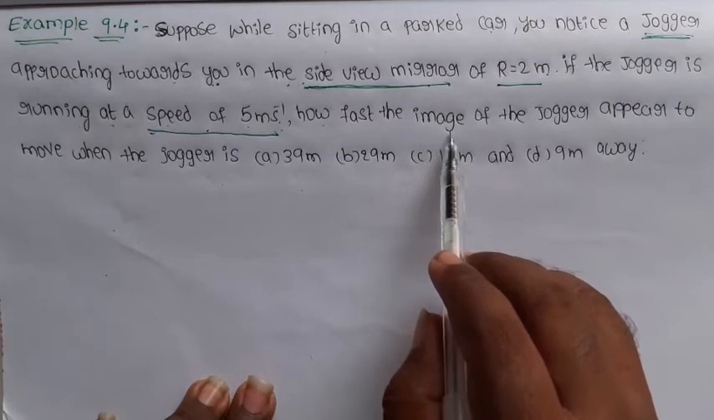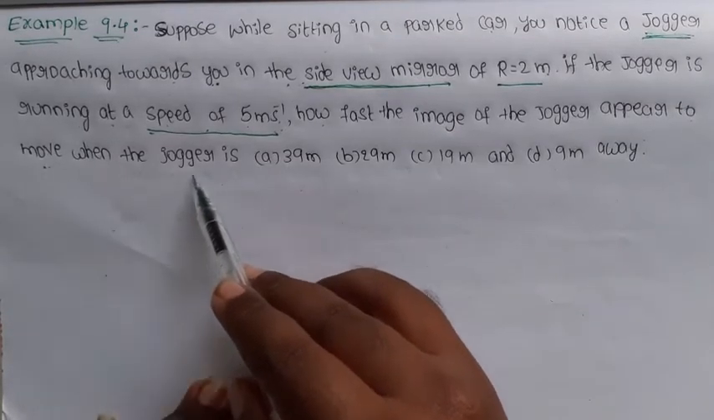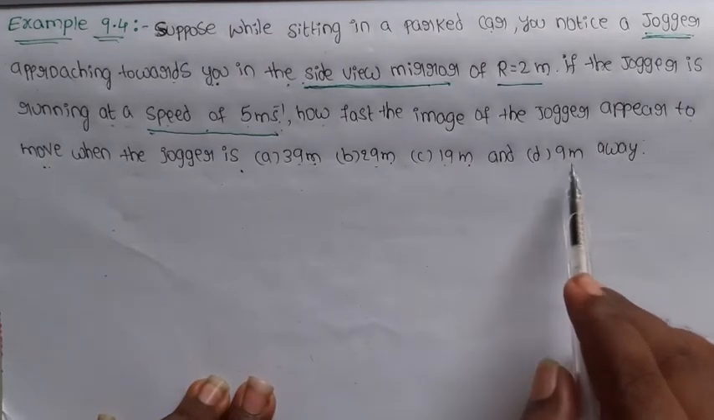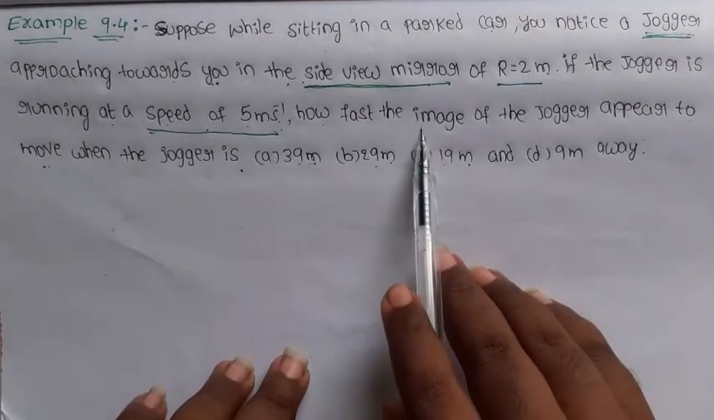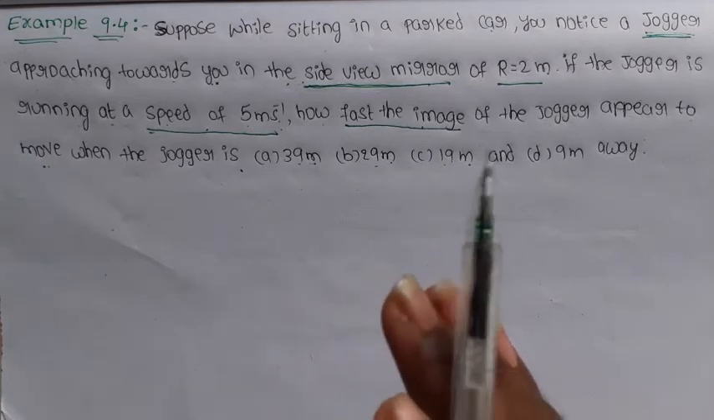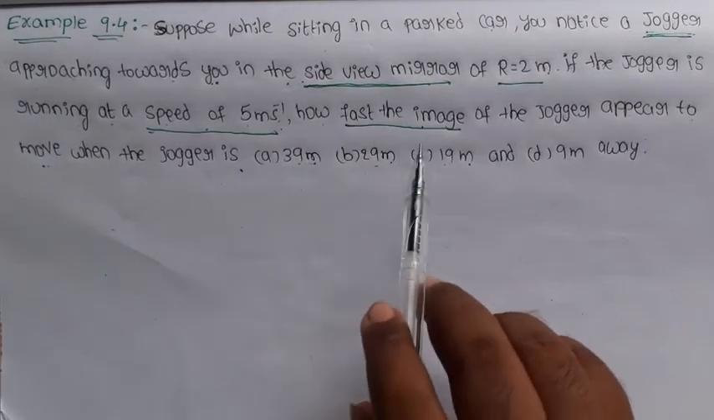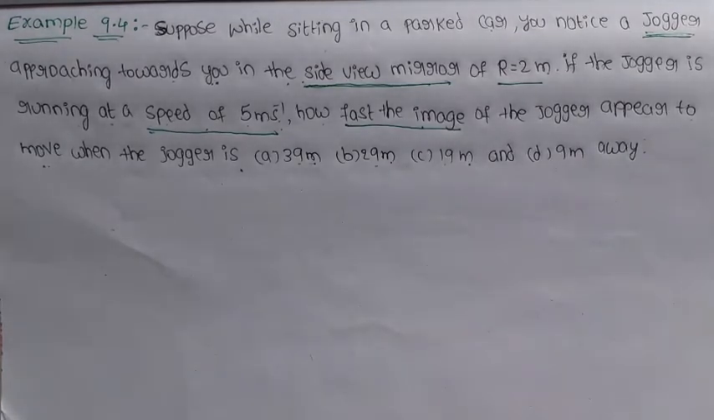How fast does the image of the jogger approaching you move when the jogger is 39 meter, 29 meter, 19 meter, 9 meter away? So we are going to find the image of the jogger. The jogger is moving towards the car, so where the image is formed and what is the velocity of the jogger's image? We are going to find the velocity of the image.